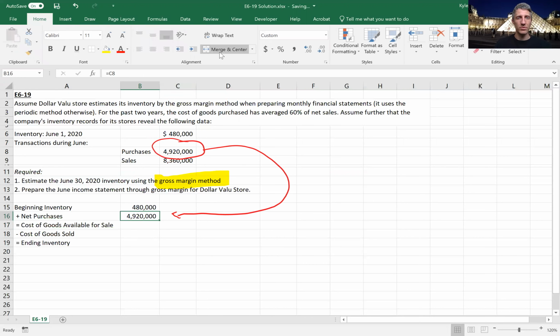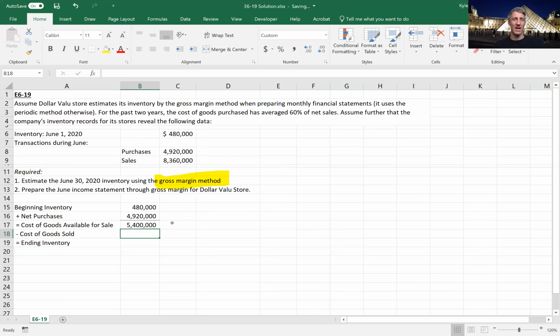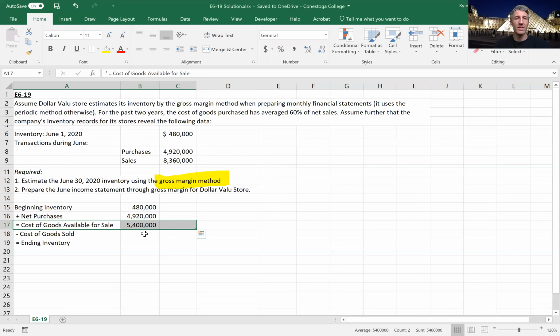When we add those two together, what we had plus what we bought, that's what Dollar Value Stores could sell to customers. And that just makes sense. What did they have? They already had $480,000 worth of inventory in their warehouse, and they put another $4.9 million worth of inventory in their warehouse, which means the value of inventory in their warehouse is $5.4 million, and they could sell that now to customers. Now, we've used this, we don't need it anymore, and we've used this, we don't need it anymore.